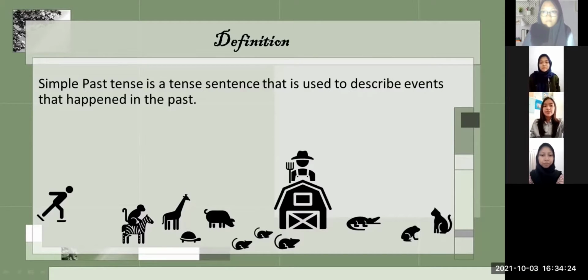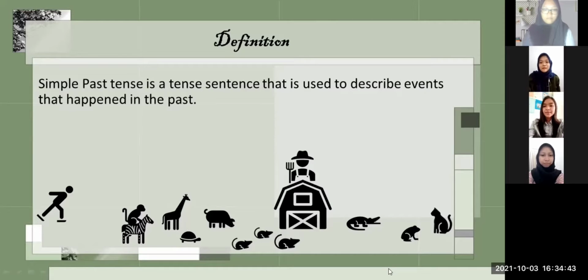You always use the simple past when you say something happened. So, this tense relates to certain past time expressions. Simple past tense formula: subject plus verb two.